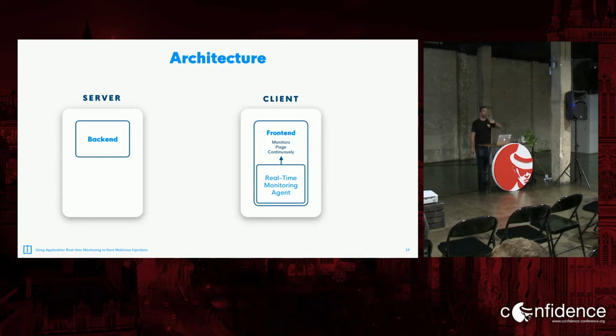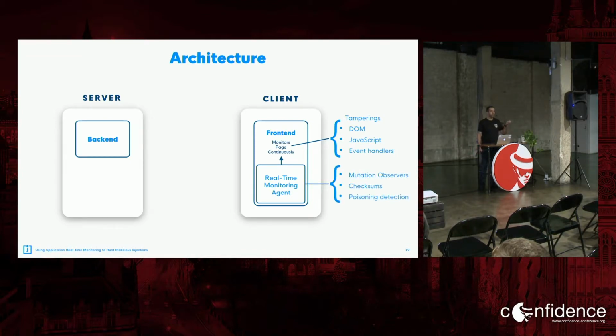And this agent continuously monitors the DOM and all the other stuff I mentioned for injections. It relies on the MutationObserver, which is an API that you have in the browser for just listening to changes to the DOM. So this is one of the things that it uses, but it also uses other mechanisms with different levels of sensitivity. We use checksums for certain parts of the page, and we also use poisoning detection using JavaScript capabilities.